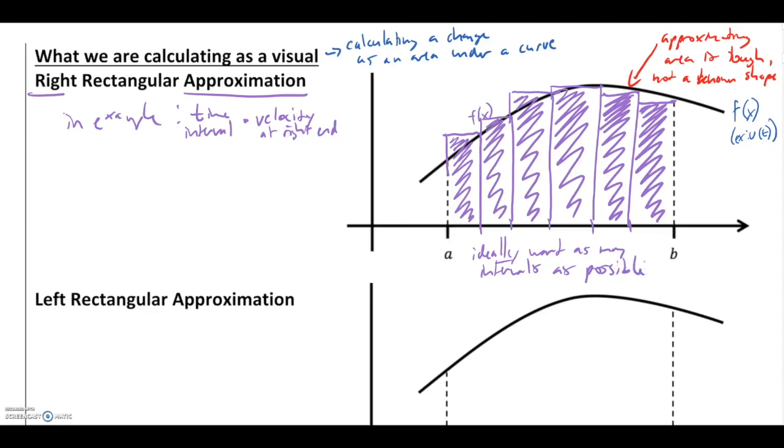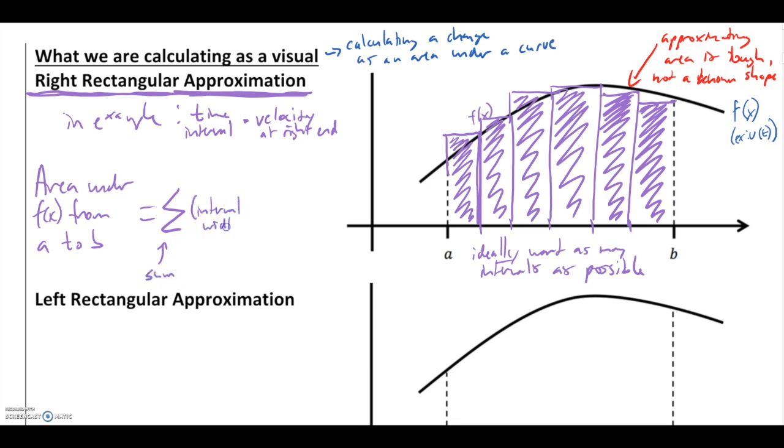And so if you go back, the name I'm going to give this approximation now is a right rectangular approximation. And imagining cutting up this area into rectangles whose height comes from the right side of every interval. And the overall area under f of x from a to b on that x-axis will equal, there's our sigma to show sum, of each interval width times the function value at the right side of the interval.